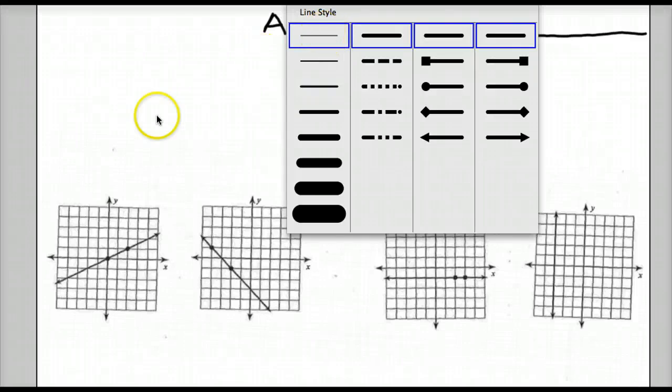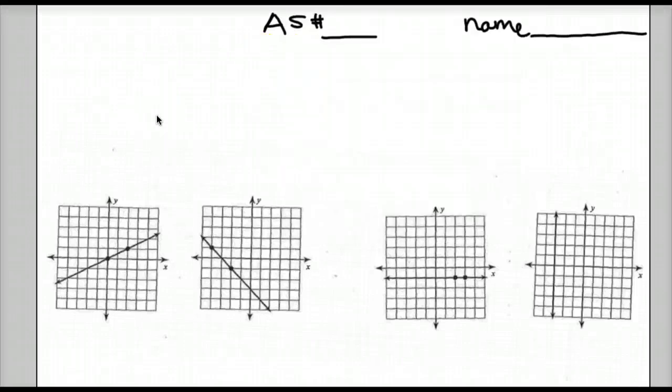Okay, so today we are starting a new portion in the graphing world. On your paper that you've been given, please write the assignment number and put your name. Many of you have gotten in the bad habit of not putting your name on assignments. And at the very top of this page, we're going to take some notes about slope.